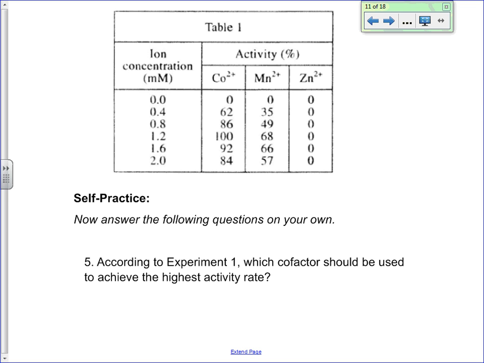What are our three options for cofactors? Cobalt, zinc, and manganese. Good. So it's one of these three: cobalt, zinc, or manganese. Now, which one of those three will give us the highest activity rate? Cobalt. Good. How do you know? Because I looked at the numbers. Excellent. So these numbers are all higher than any of the other ones. The answer here should be cobalt because it will give you the highest of all of them.